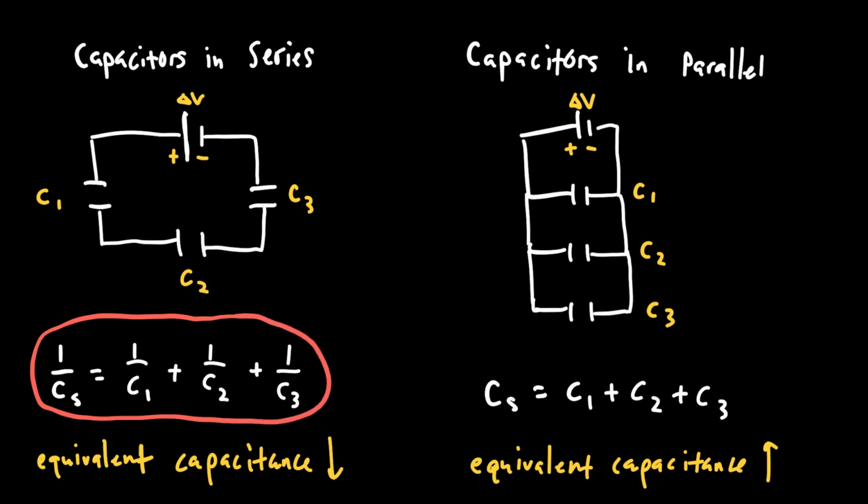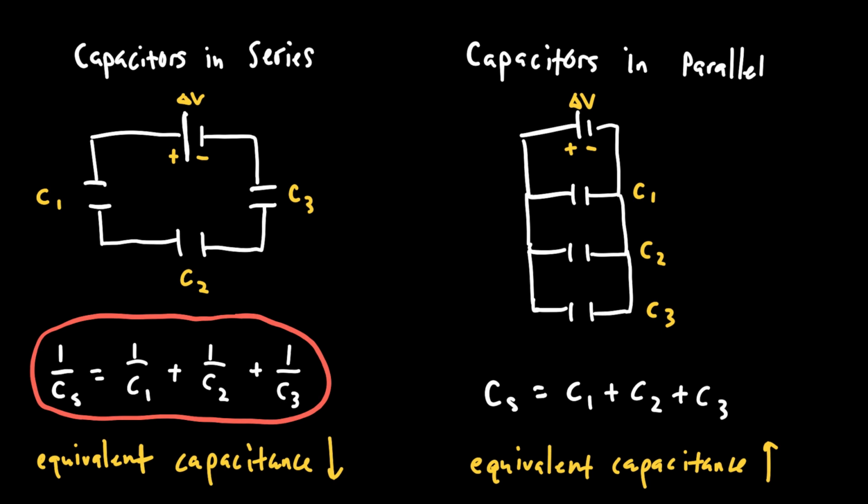So I will do 1 over C plus 1 over C plus 1 over C in my calculator, hit enter, and then I will do the reciprocal of my answer to find the equivalent capacitance for a series circuit.